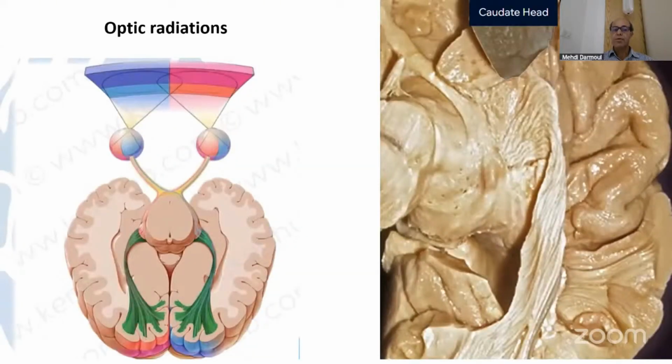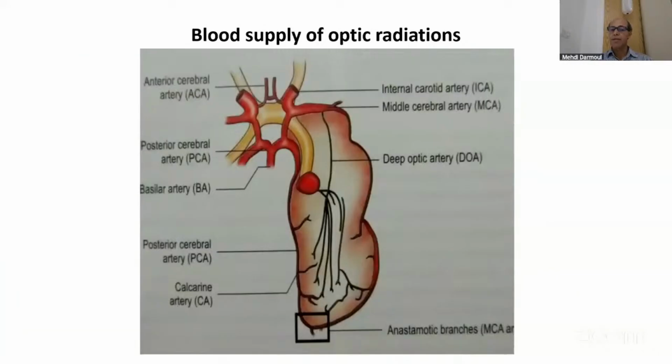This is the optic radiation from the lateral geniculate body, terminating in the occipital cortex. The optic radiation originates from the lateral geniculate body and extends into the calcarine fissure in the occipital lobe. Because the lateral geniculate body is part of the thalamus, the optic radiation emerges as fibers of the posterior thalamic peduncle. The blood supply of the optic radiation comes from the deep optic artery, from the posterior cerebral artery, and the calcarine artery.